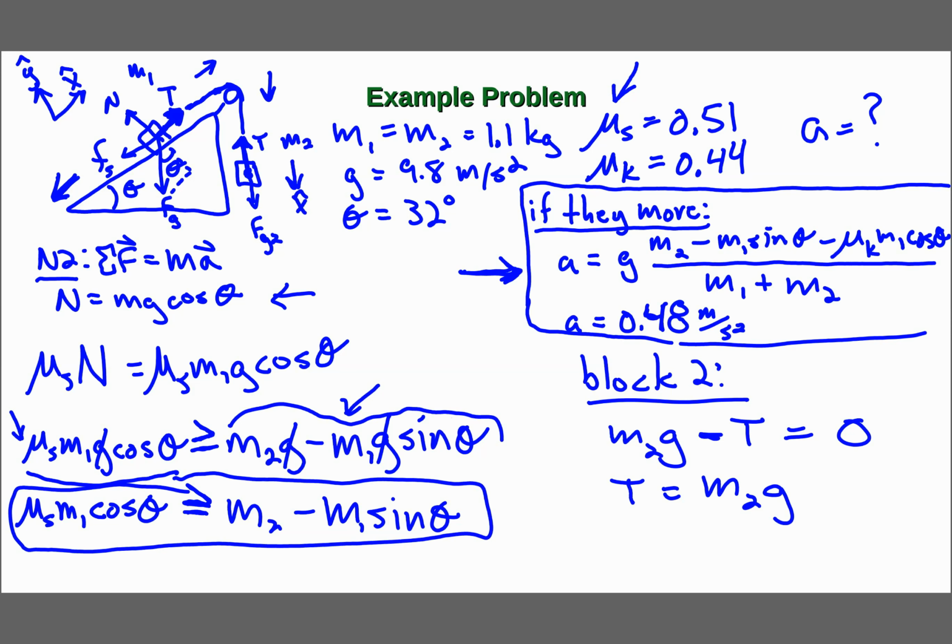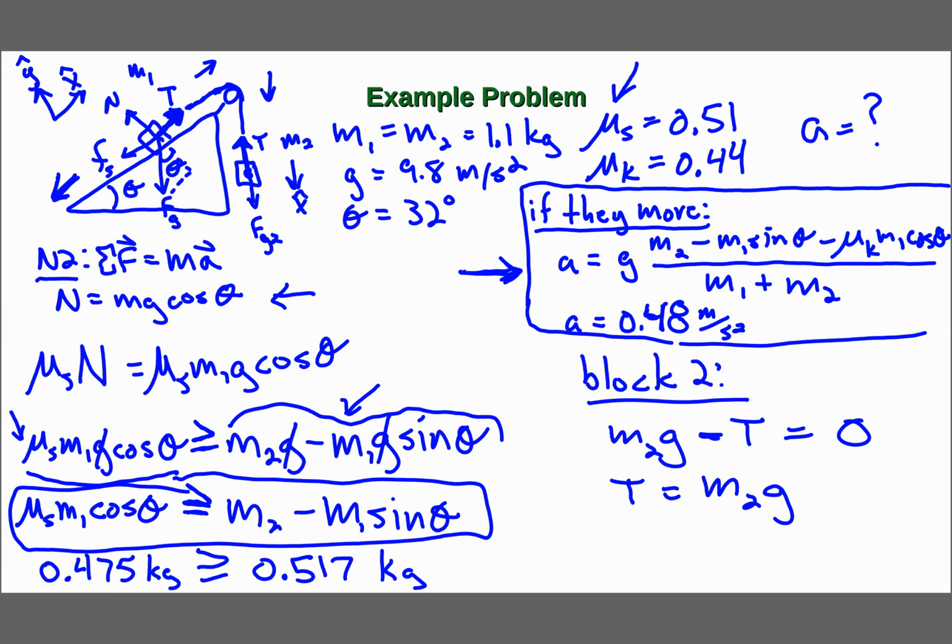So let's go ahead and do it that way here as well. If I plug in the numbers, what I get on the left side is 0.475 kilograms. And then I have my greater than or equal to. And then on the right side, what I got was 0.517 kilograms. Okay?